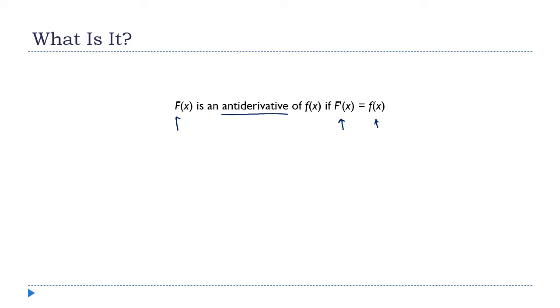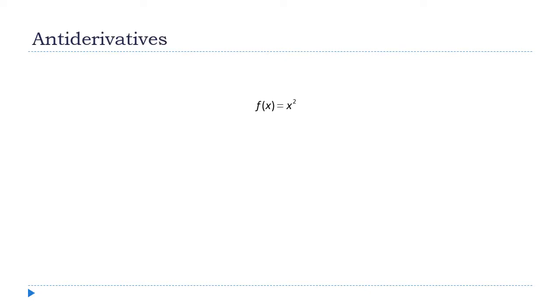All right, so what I want you to have in your head here is that what we're trying to do is go backwards. I'm going to give you a function, and I want you to think, okay, what function do I have to differentiate to get that one? So let's take an example. I've got f of x equals x squared, and I want to find a function that when I differentiate it, that is what I get.